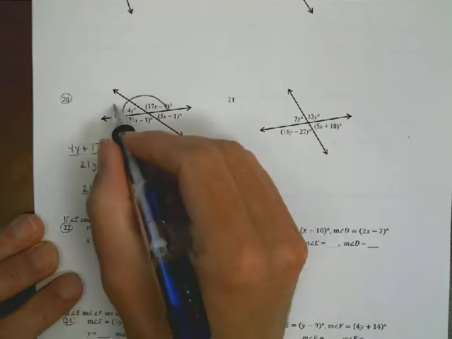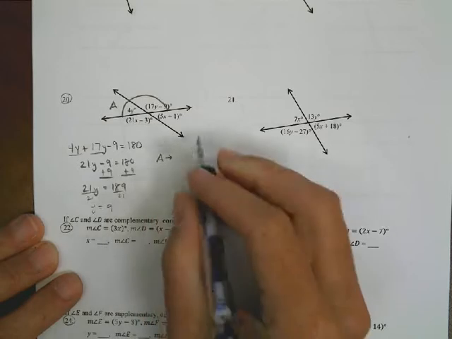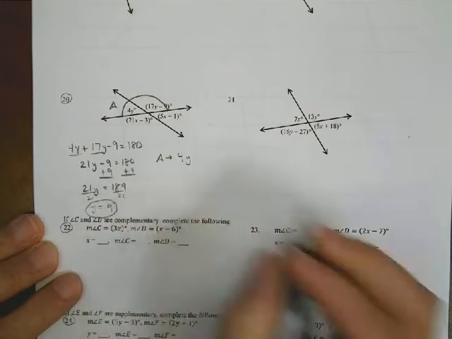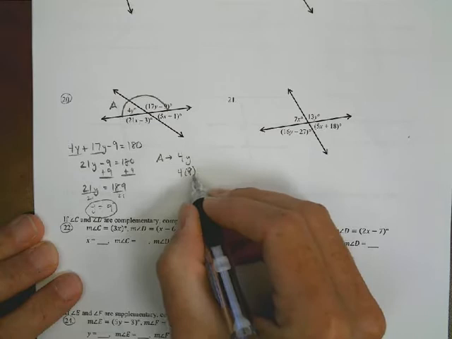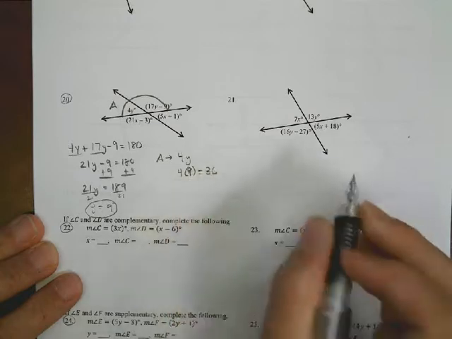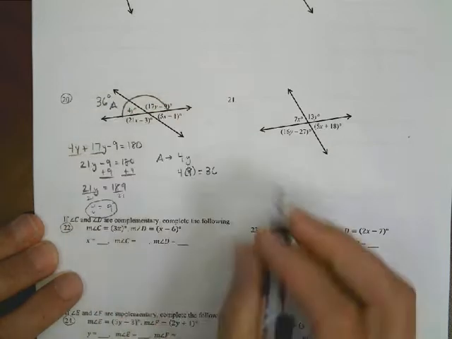So let's take a look at this angle measurement here. Let's just call this A for now. So A is 4y. So I'm going to use the value of y and plug it in. So I end up with 4 times 9, which equals 36. So this measurement is 36 degrees.